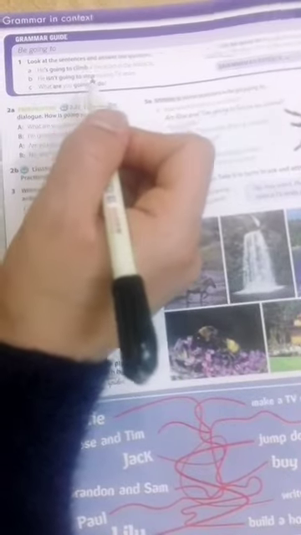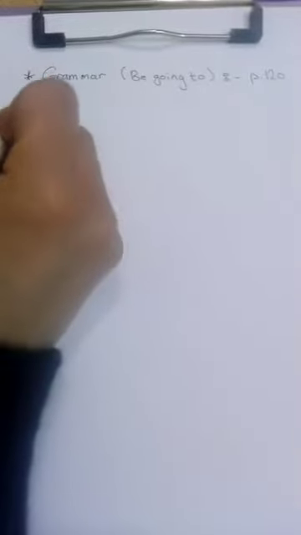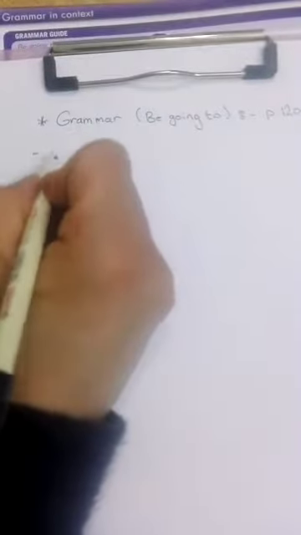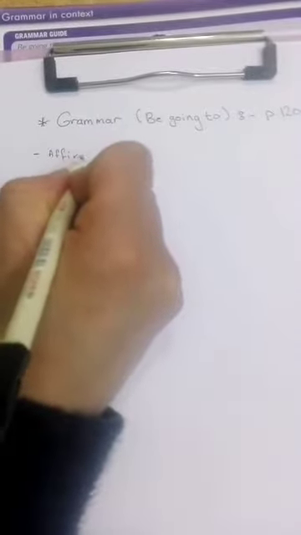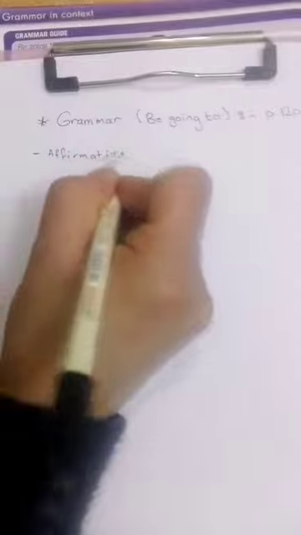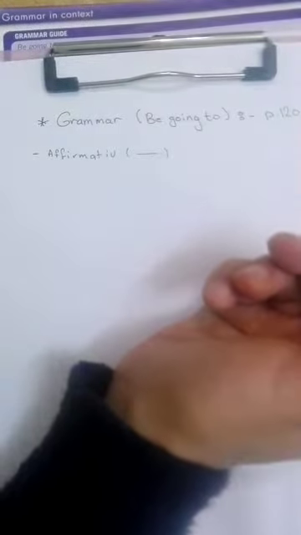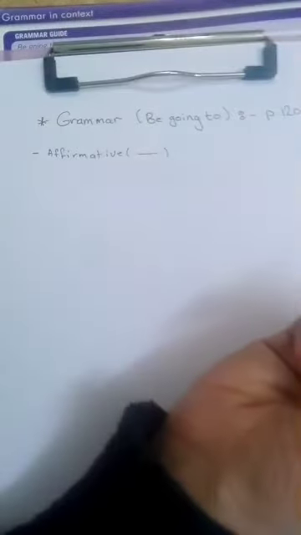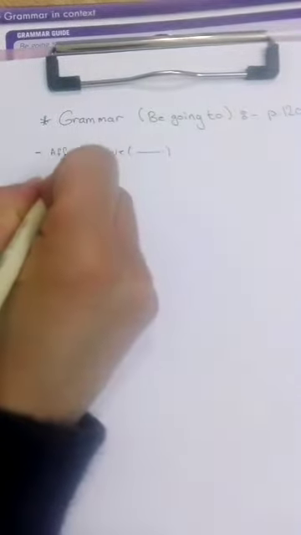So now I will explain some of these rules. When we have the affirmative form, which means that we have a sentence with a dot, this is the affirmative. What is the form that we use?